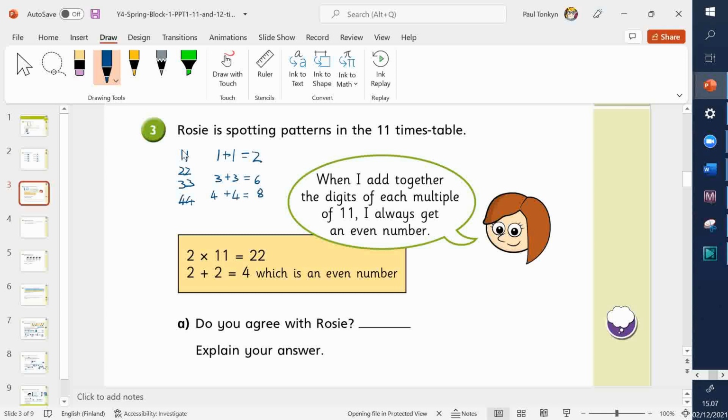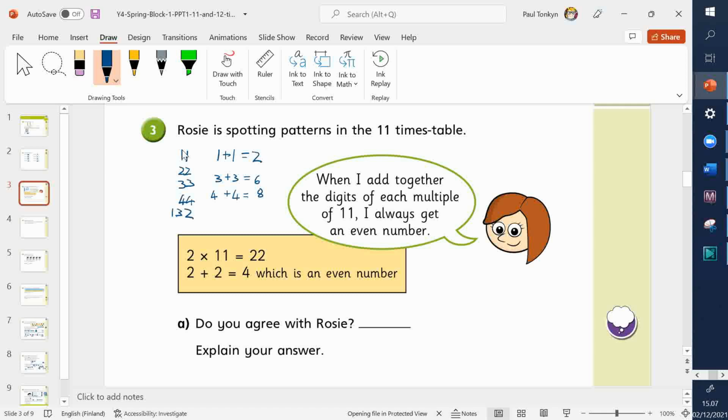Now, shall we try a really high one, like, what about 12 times 11? What does that give us? Well, what is the answer first? What is the answer? 12 times 11? 132.